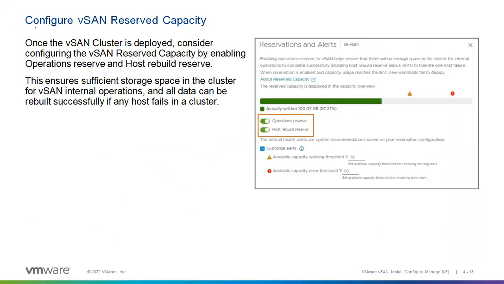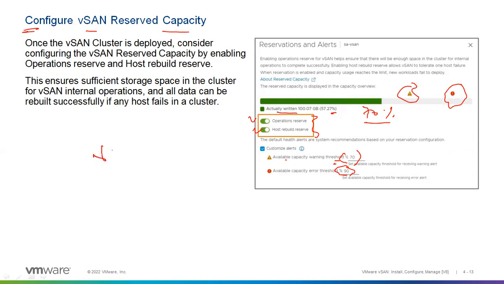Then especially when you ask about the reserved capacity, you will see here the data written is this much for operations reserve and host rebuild reserve. You just enable it. Especially for read and write, we are factoring in the available capacity warning threshold. These parameters are available by default. If my actual utilization goes to 70%, then my datastore will get a warning. And if it goes to 90% and above, then an alert will be generated automatically within vCenter in the alert section.